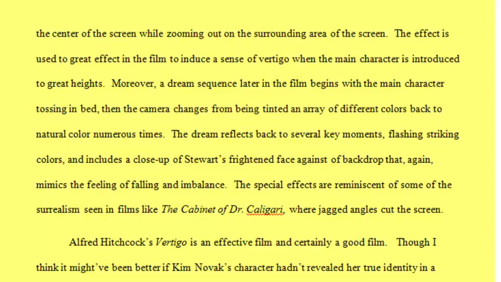The dream reflects back to several key moments, flashing striking colors, and includes a close-up of Stewart's frightened face against a backdrop that again mimics the feeling of falling and imbalance. The special effects are reminiscent of some of the surrealism seen in films like The Cabinet of Dr. Caligari, where jagged angles cut the screen. So, notice how unified this paragraph is on one element of the film, special effects.